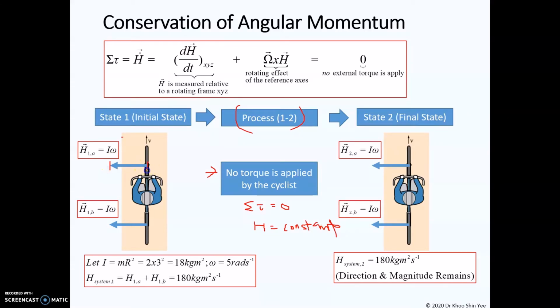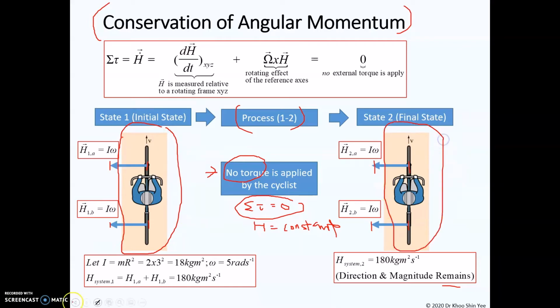The length here represents the magnitude of angular momentum at the tire A and B. Since there is no torque acting on the tire, therefore the momentum will just be conserved and remain. So the length and the direction just remain the same. This is what we mean by the conservation of angular momentum. If there is no external torque acting on the system, the first condition or first stage will be the same as the later stage. So the total angular momentum for the system at the first stage is equal to 180 and it will just remain.